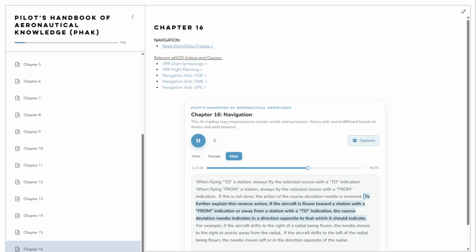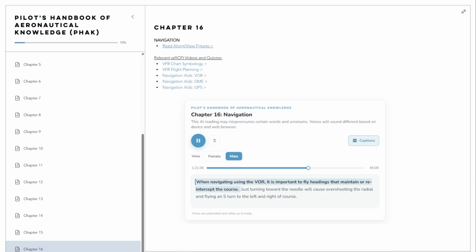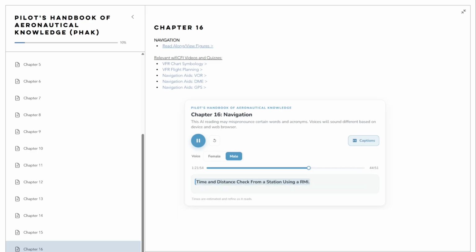should indicate. For example, if the aircraft drifts to the right of a radial being flown, the needle moves to the right or points away from the radial. If the aircraft drifts to the left of the radial being flown, the needle moves left or in the direction opposite of the radial. When navigating using the VOR, it is important to fly headings that maintain or re-intercept the course. Just turning toward the needle will cause overshooting the radial and flying an S-turn to the left and right of course. Time and distance check from a station using an RMI.